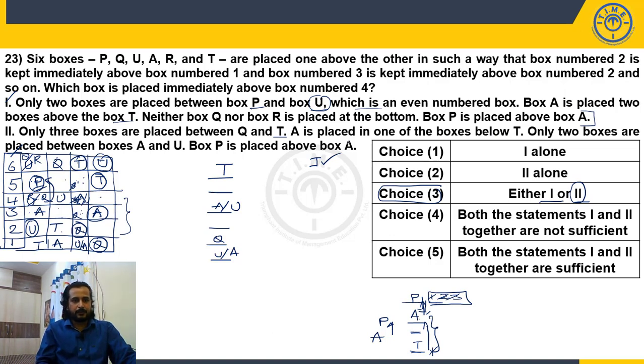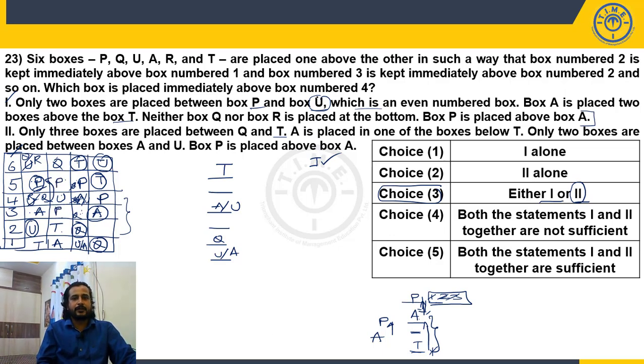Next, P is placed above A. P is placed above A. So it is P. P is placed above A, and I can still place P here. So P can be here or P can be here. And we have done with the complete information.